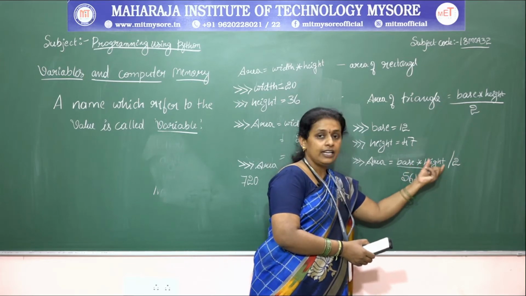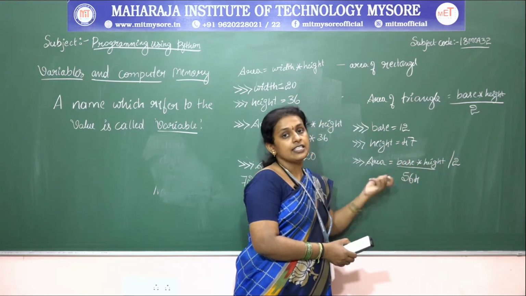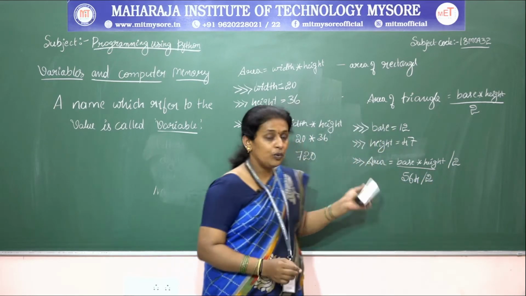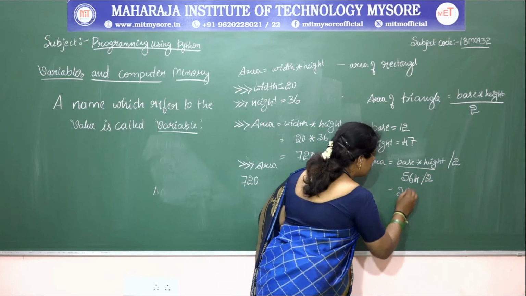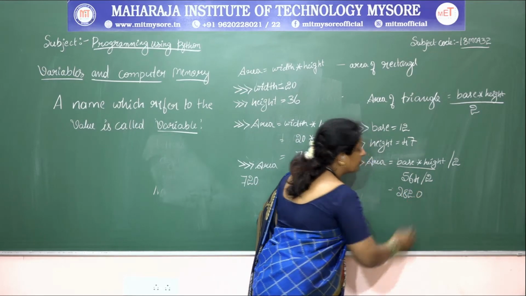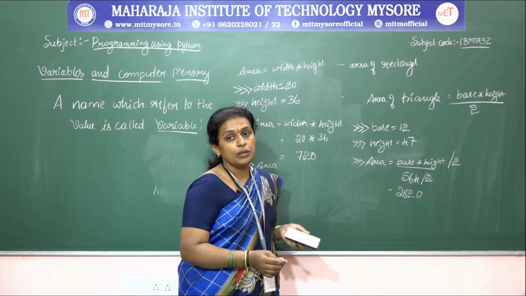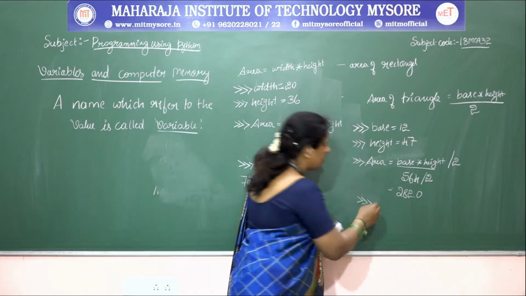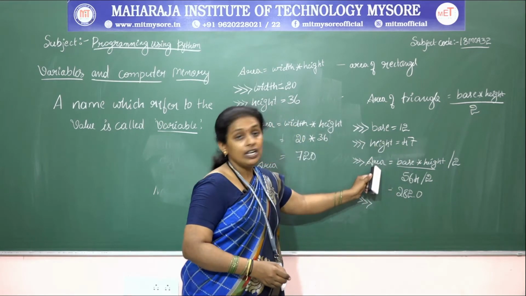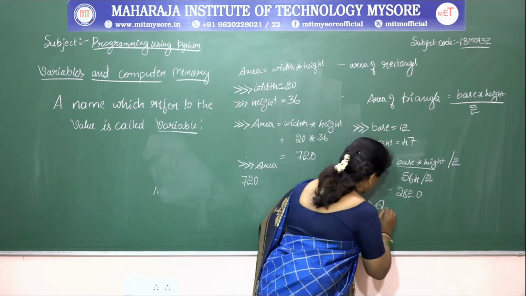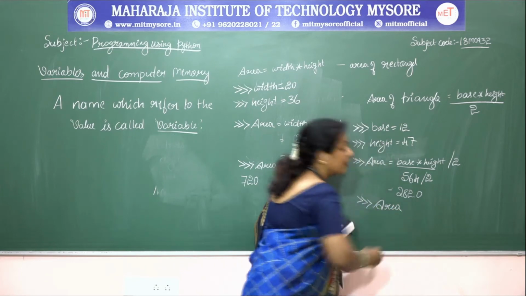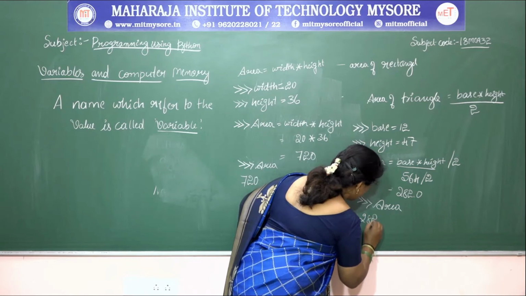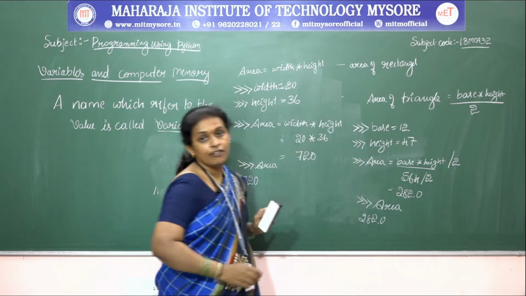and height, and you will get the answer as 564, and that should get divided by 2, then you will get the answer as 282 in a floating point representation. So when this value is assigned to a variable called area. So when I execute the variable area, I will get the answer as 282 floating point value.